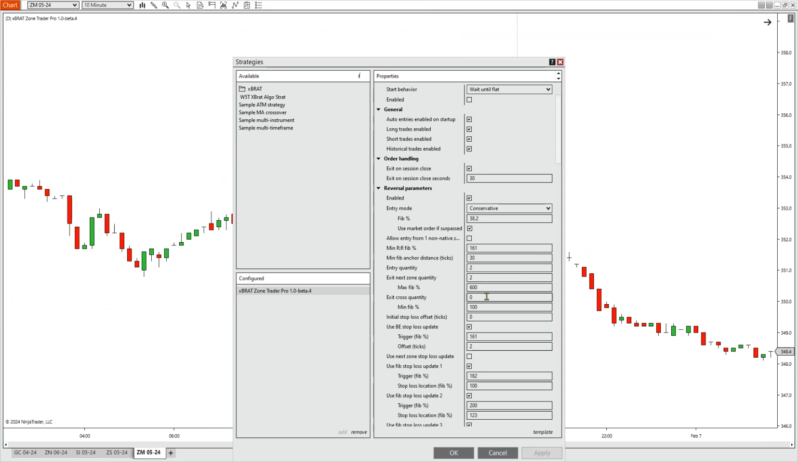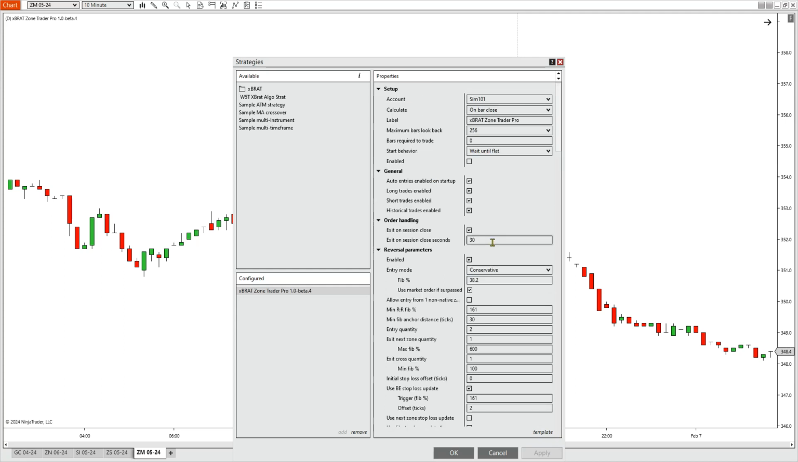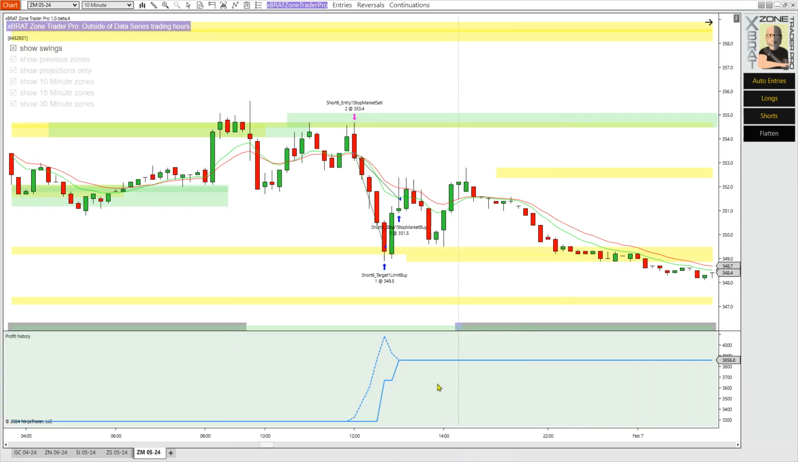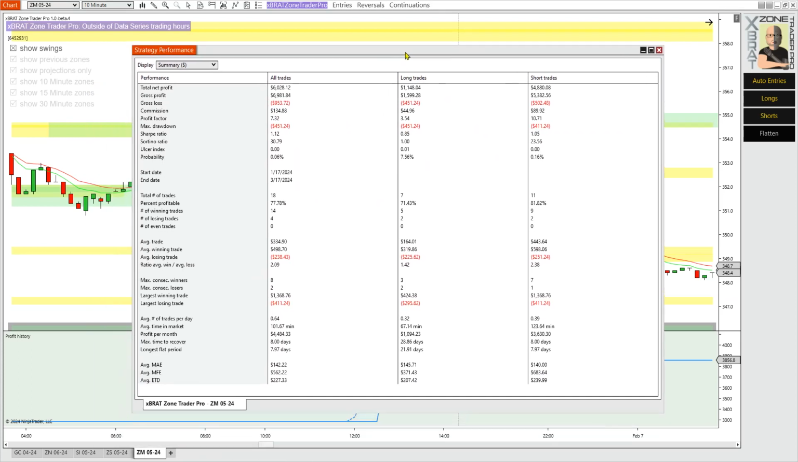So we had 0. In fact, let's just try one thing. We're going to go to 1 and then 1 on the exit cross. So when we cross the EMA, just to see if that makes any difference. That's the only other alternative that we've got. So we get this one come down and hit, and then the other one gets out at the trailing stop. So let me see if that strategy performance has got better. No, it's worse again.